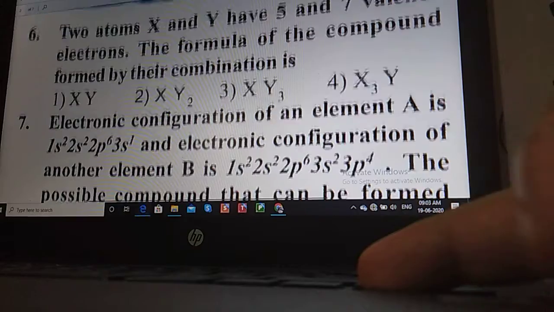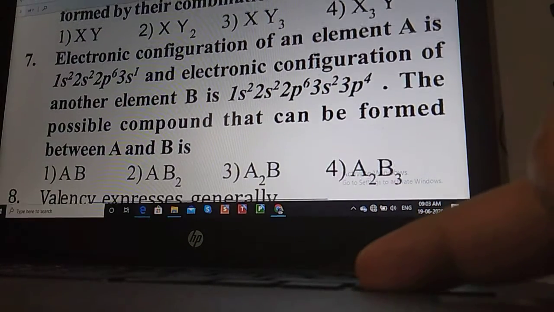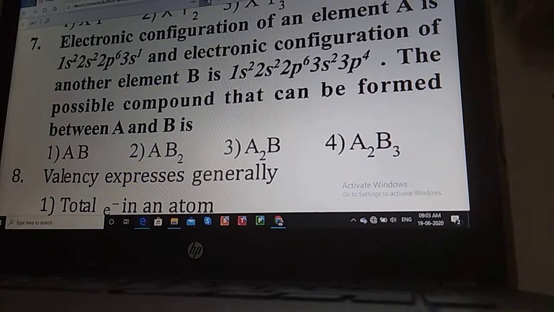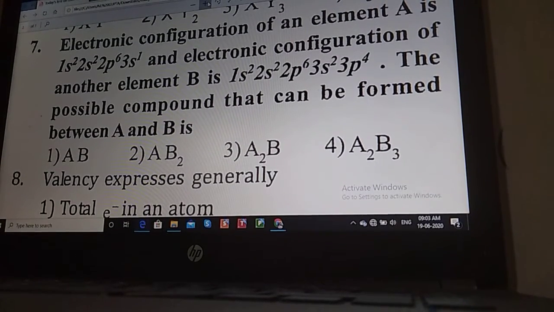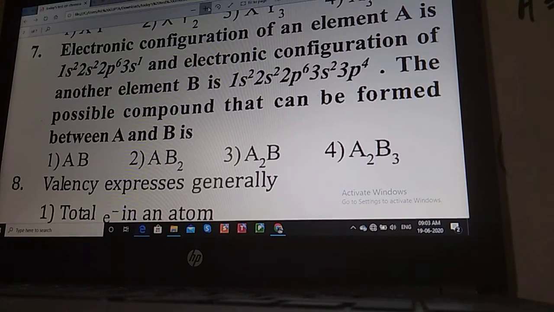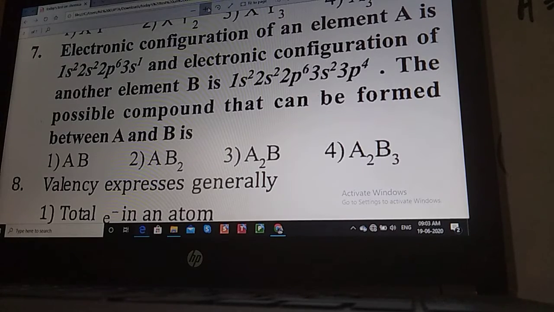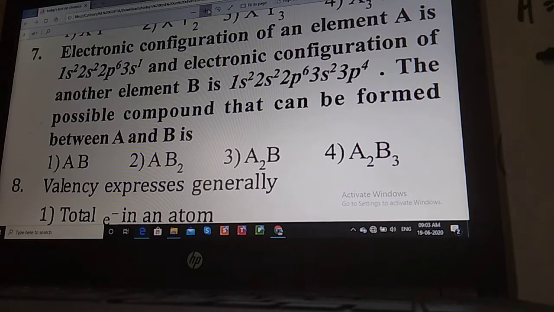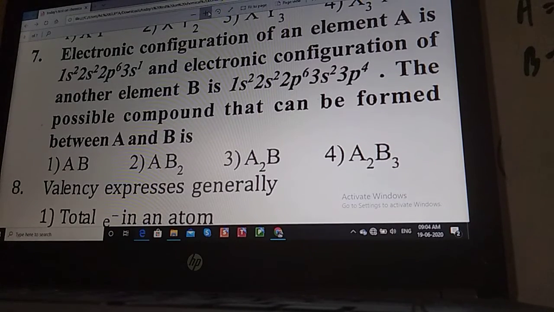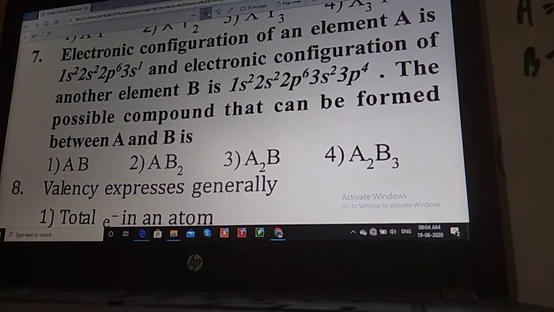Now let us move to question number 7, student. What is question number 7? The electronic configuration of an element A is 1s2, 2s2, 2p6, 3s1. And the electronic configuration of another element B is 1s2, 2s2, 2p6, 3s2, 3p4. They are asking for the possible compound that can form between A and B.